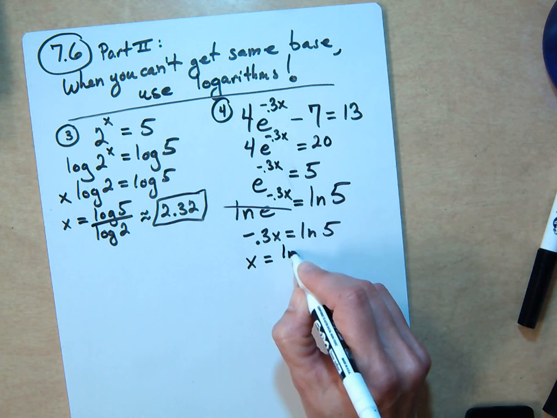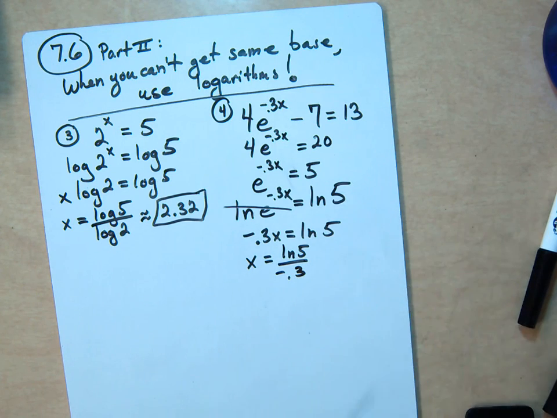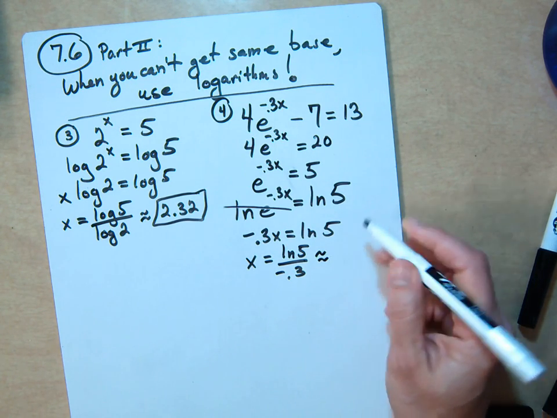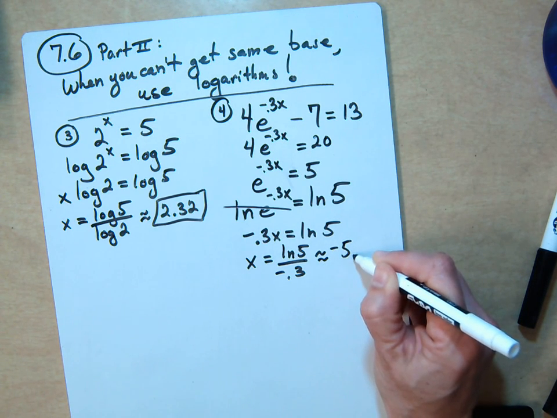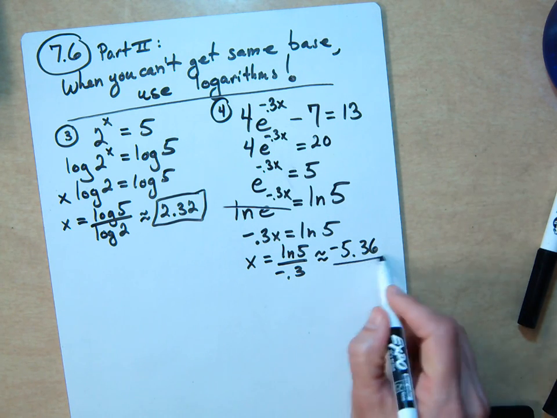So I know it looks different. This is a different kind of expression, but that will give you an answer. If you do natural log of 5 divided by negative 0.3, you should get negative 5.36. This is close enough.